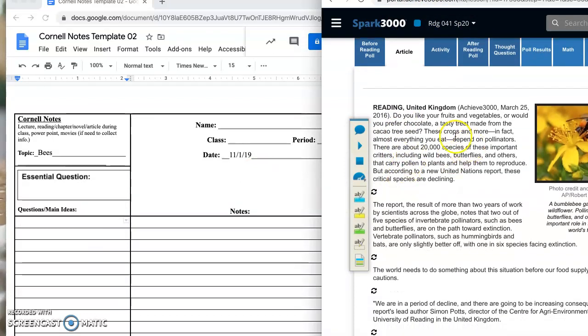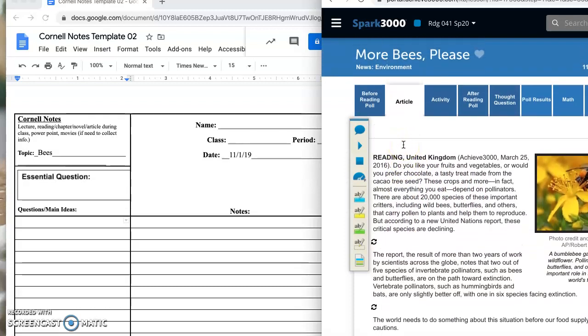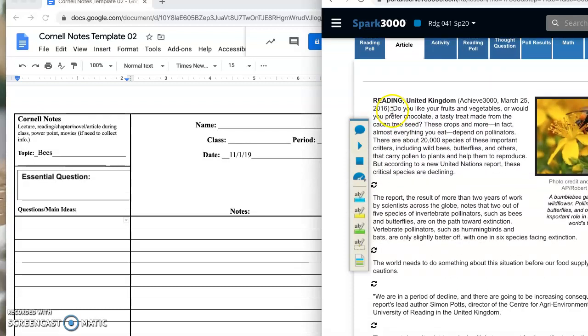But I'm going to go ahead and start reading this article. Again, it's called More Bees, Please. And what it's about, just to give you some background, is that we're losing our bee population, which is a big deal because they are pollinators. Pollinators being the animals, the insects, the birds, etc., that pollinate our plants and allow us to have food, which is an important thing. And so this article goes through what causes it, why it's happening, what's happening, etc. So I'm not going to do the whole article. I'm just going to look at a couple of paragraphs to show you how this would look if you were using Cornell Notes with a textbook reading or with this article.